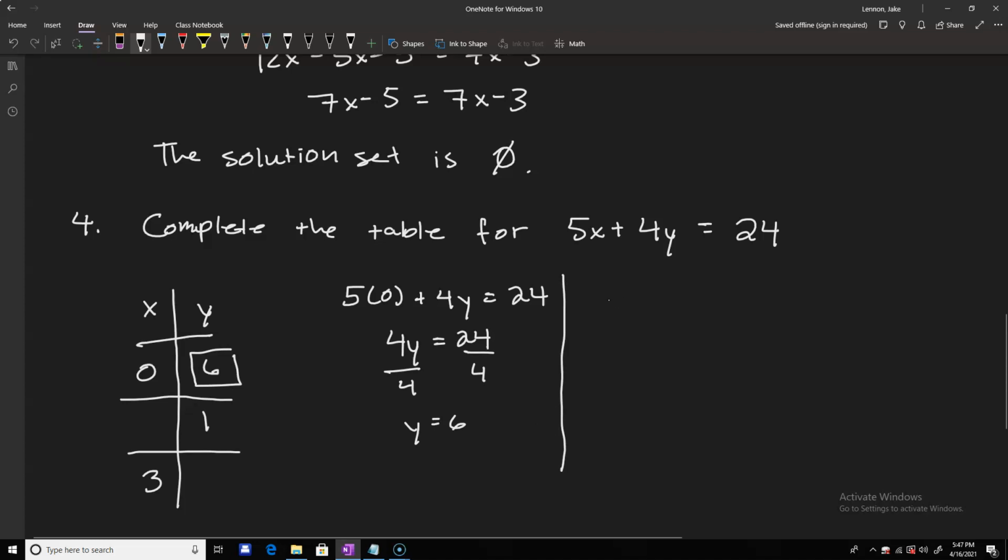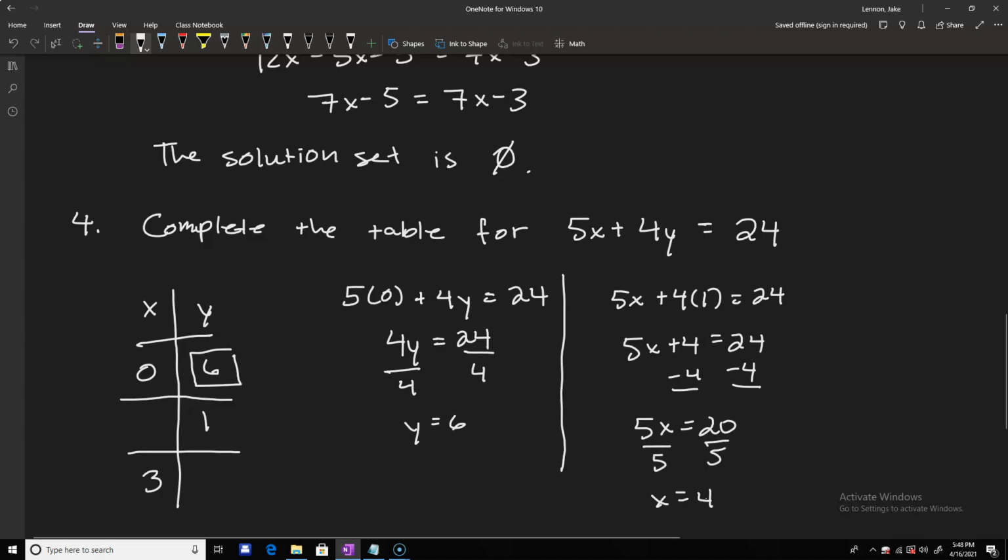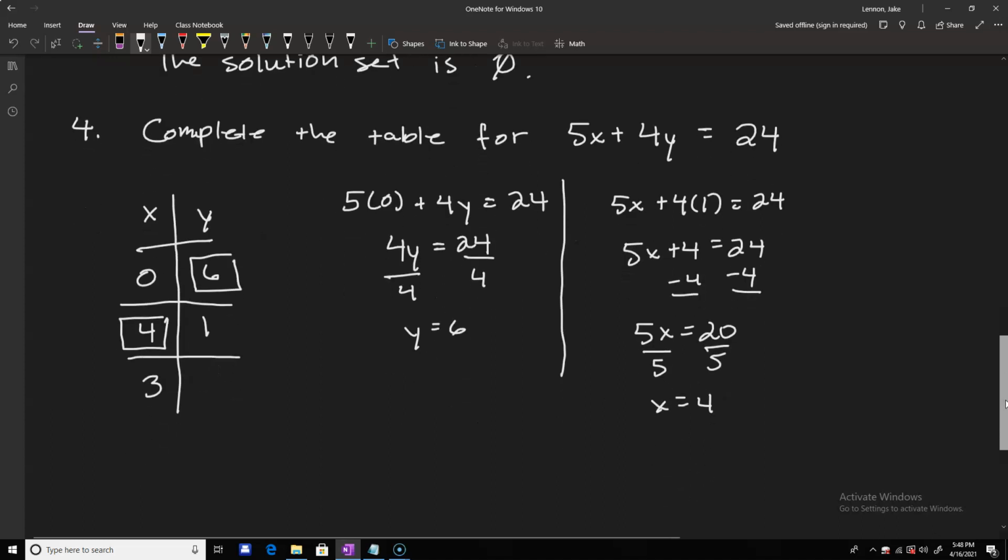Then we'd want to plug in the other one. So let's plug in 1 for y now. So we'd have 5x plus 4 times 1 equals 24. So this would be 5x plus 4 equals 24. We want to subtract our 4 on both sides. So we have 5x equals 20. We divide by 5, and we have x equals 4 as our answer here. So 4 would go in this missing cell.